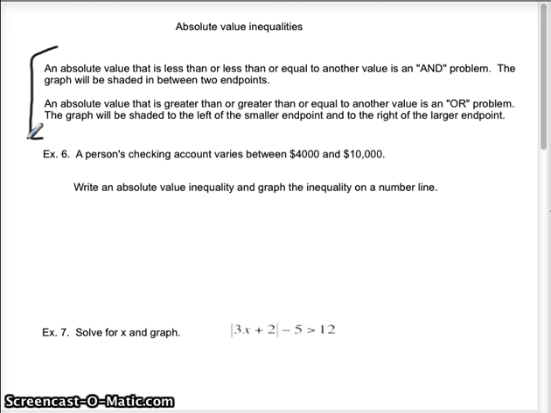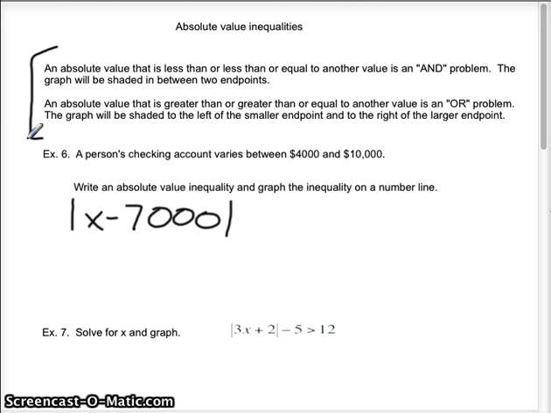So a person's checking account varies between 4,000 and 10,000. So first of all, let's write an absolute value inequality and then graph the inequality on a number line. So the inequality, how we're going to construct it is the same as we discussed in class for the first section. We're going to find the midpoint. Well, what's the midpoint between 4,000 and 10,000? Well, if we add those together, we get 14,000. Halfway is going to be 7,000.